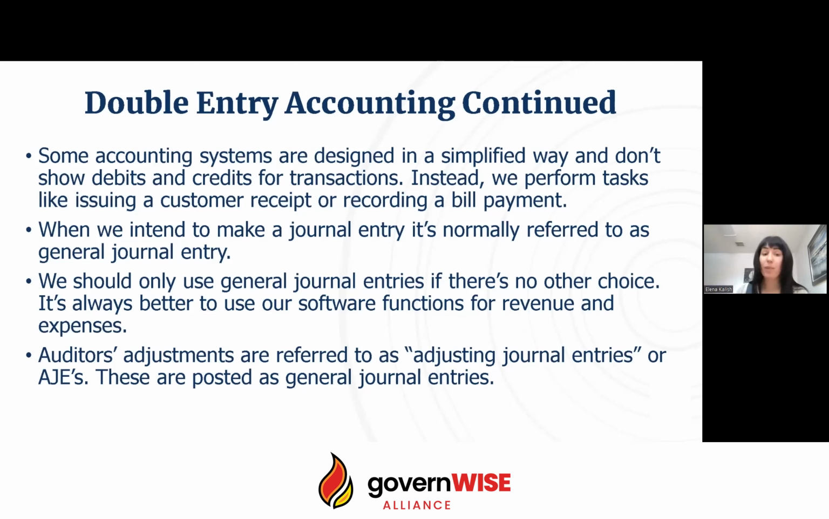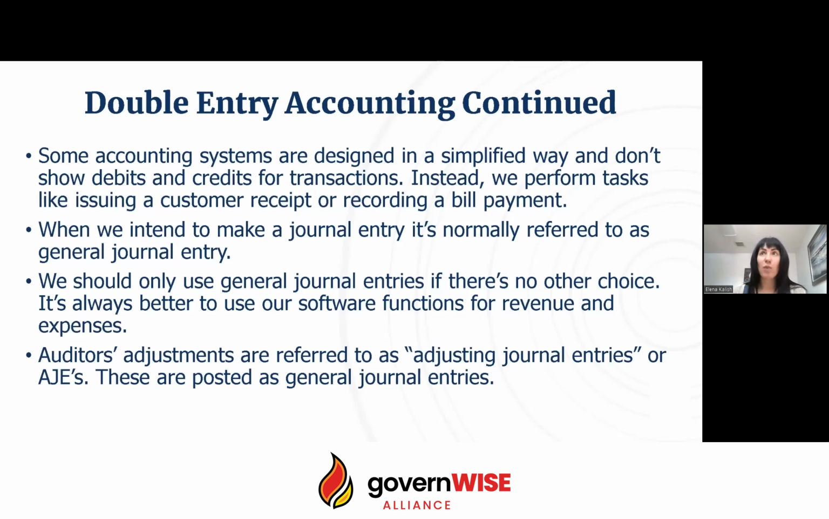So now, when the auditors complete an audit, they normally make adjustments. They make journal entries, and those journal entries are referred to as adjusting journal entries. Sometimes you see an abbreviation, AJE, adjusting journal entries. So when you receive a list of adjusting journal entries from your auditors, you post them as general journal entries, because this is where they normally go.